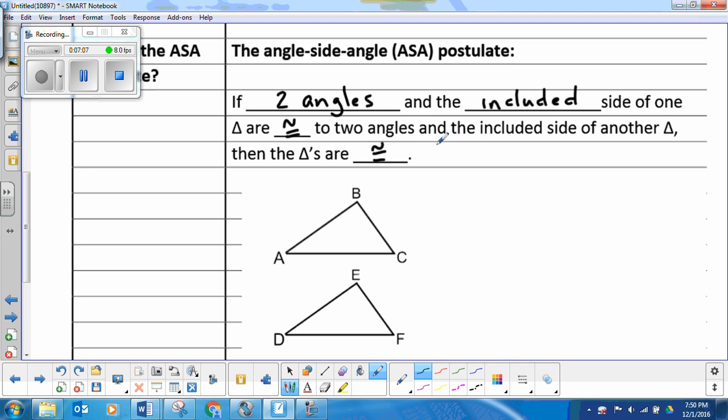So in the case above, or on the previous one, we had an angle included. Here we have a side included. So let's see how this looks. If I know that angle A is congruent to angle D, and I know that side AB is congruent to side DE, and I know that angle B is congruent to angle E, then I can say that by the angle side angle postulate, I have 2 triangles congruent, and let's go ahead and make our congruency statement.